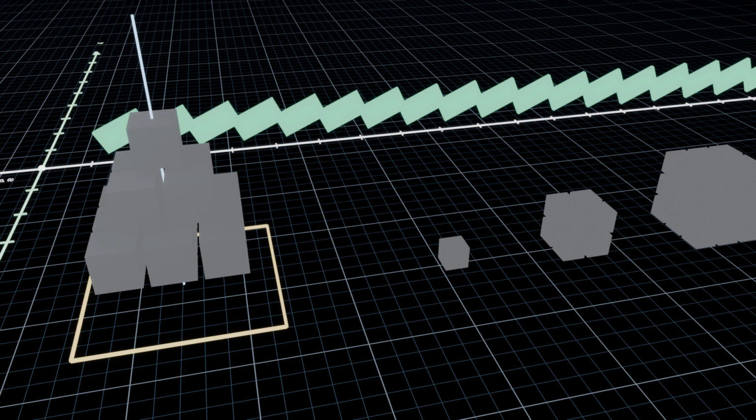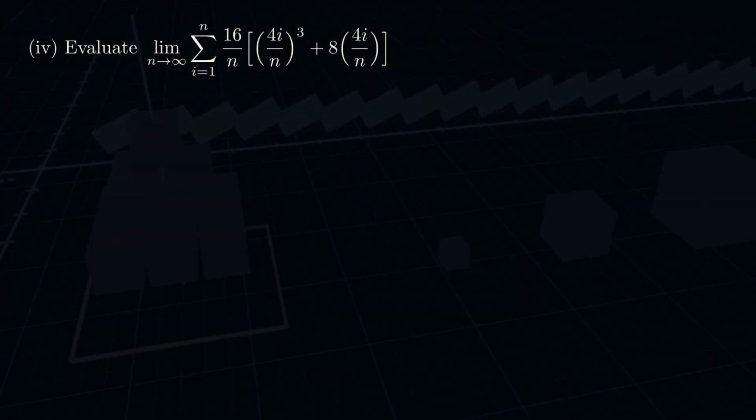The same university question has a fourth part, and I want you to see it because it tells you why a course on integration is asking you to prove these three formulas at all. Part 4 says, evaluate the limit as n grows without bound of the sum from i equals 1 to n of 16 over n times the quantity (4i over n) cubed plus 8 times 4i over n.